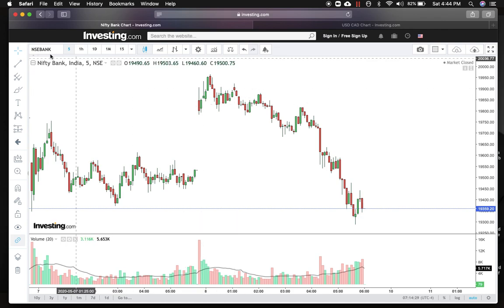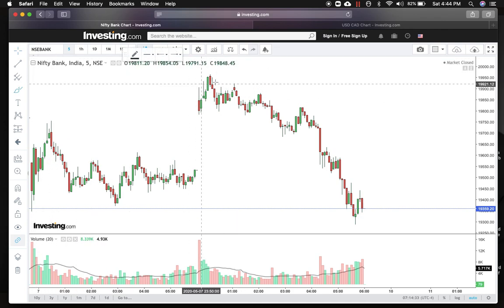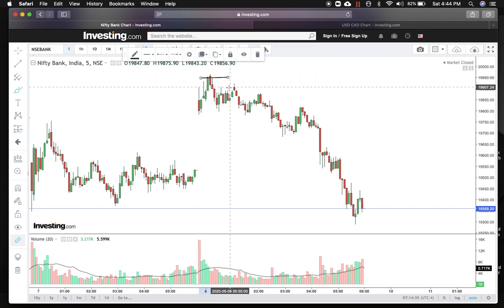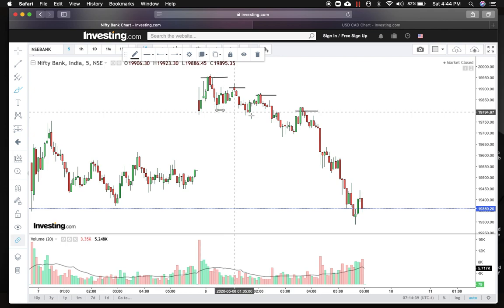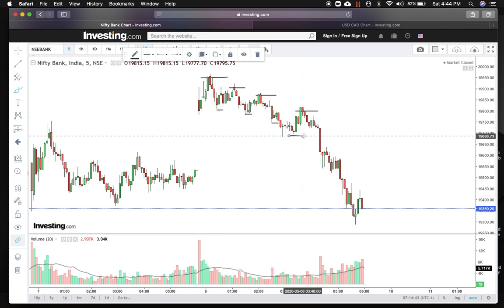If I look at the current Nifty Bank chart, we can clearly see that on the 5-minute time frame, Nifty Bank is making lower highs. At the same time, it is making lower lows. That is the predominant definition of a downtrend in technical analysis. So this is a downtrend.